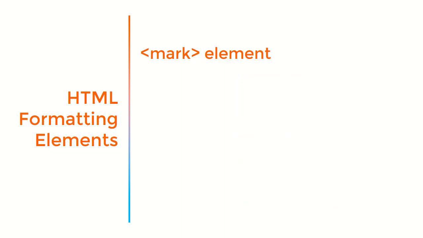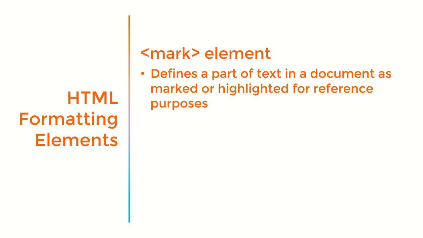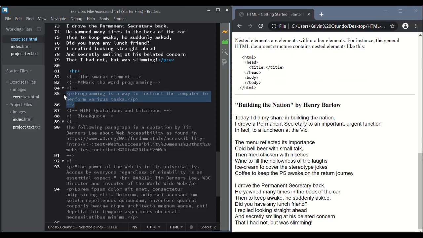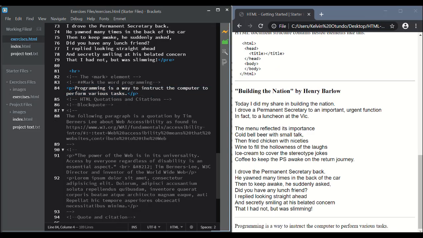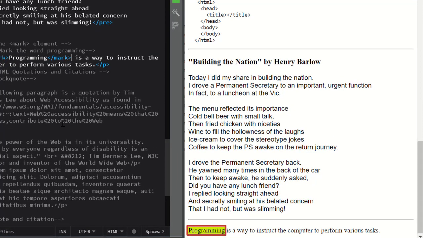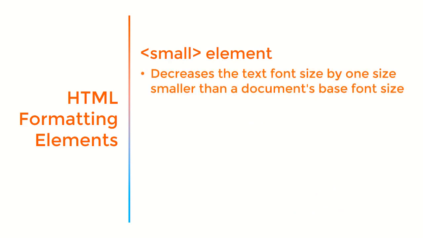The mark tag is used to present a part of text in a document as marked or highlighted for reference purposes. In our exercises.html file, let's uncomment this paragraph and mark this word. Notice that the text is highlighted with a yellow color. The small tag decreases the text font size by one size smaller than a document's base font size, for example, from medium to small or from extra large to large. The tag usually contains the items of secondary importance, such as copyright notices, side comments, or legal notices.